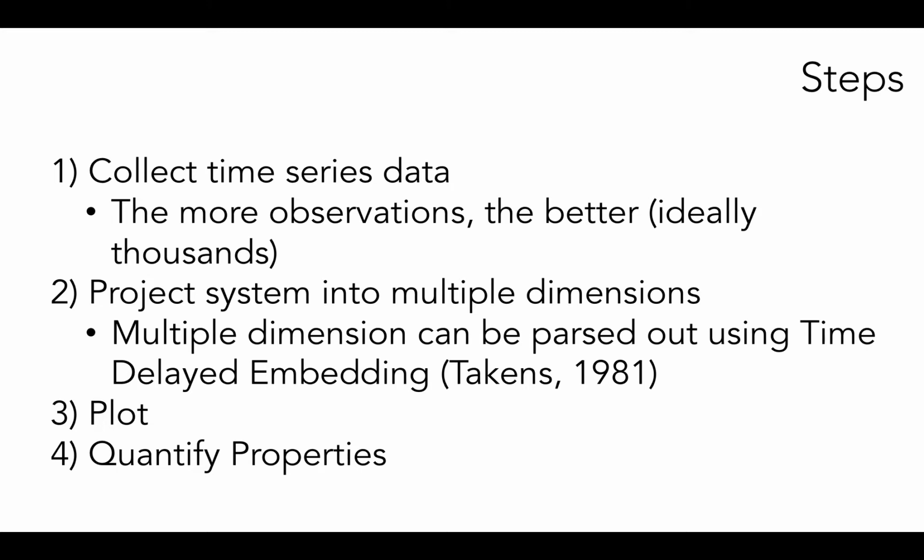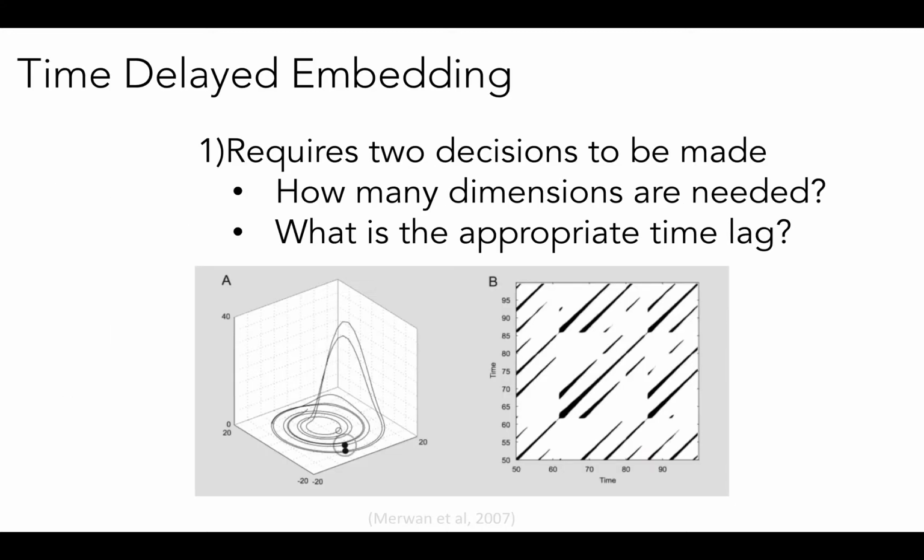We won't go too much into that. We will discuss two parameters that you're going to need to set in order to make that happen, but we can parse out some of these dimensions and then we can plot them as a recurrence quantification plot, which we'll show you in a moment. And then after that, we can quantify some of the properties of the system based on the plot and make some inferences about the system and its behavior.